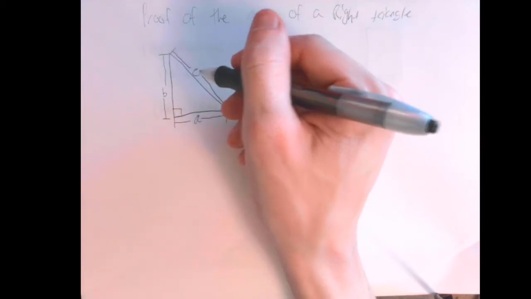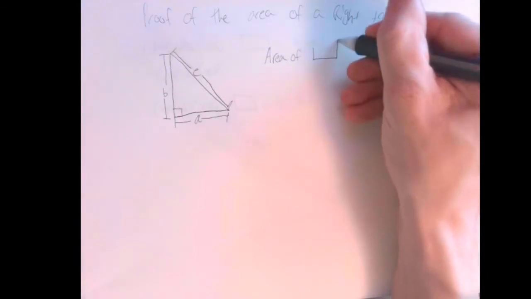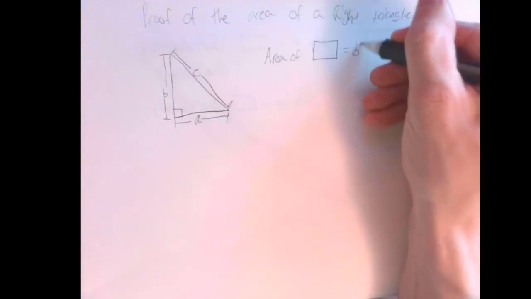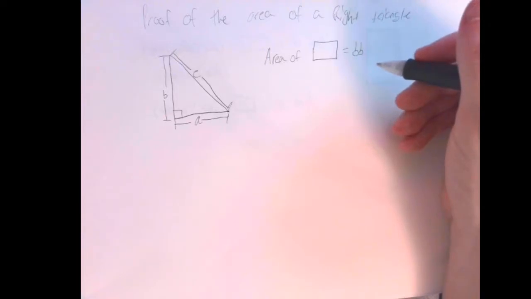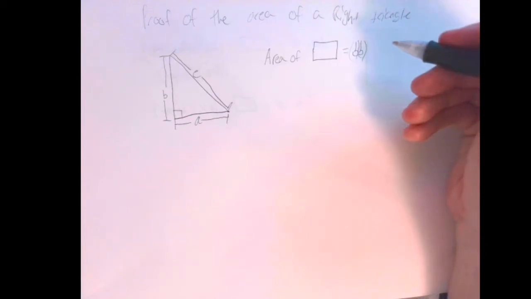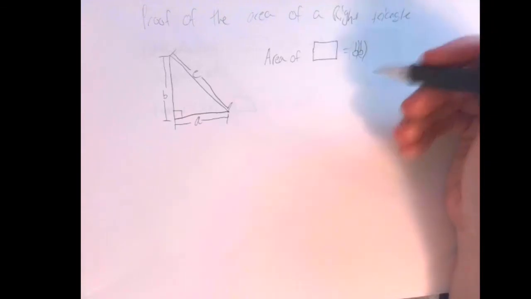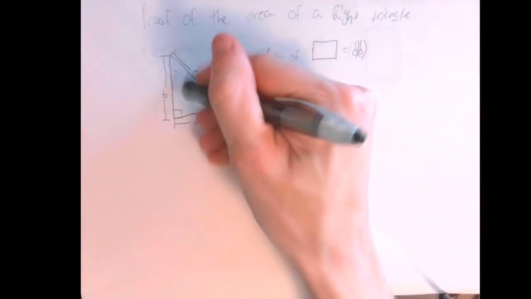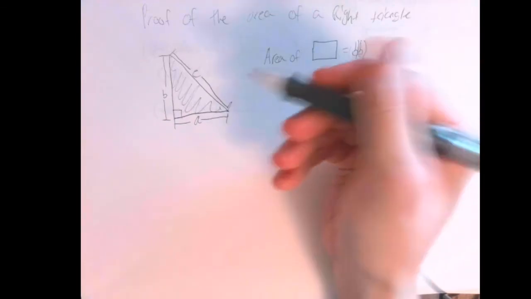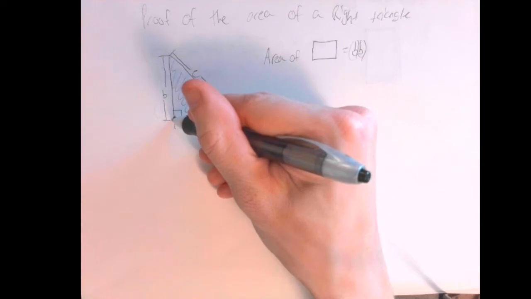So what do we know already? We know the area of a rectangle is base times height. Right, base times height. So how can we use that to our advantage? How can we use that to help us find the area, this area here?